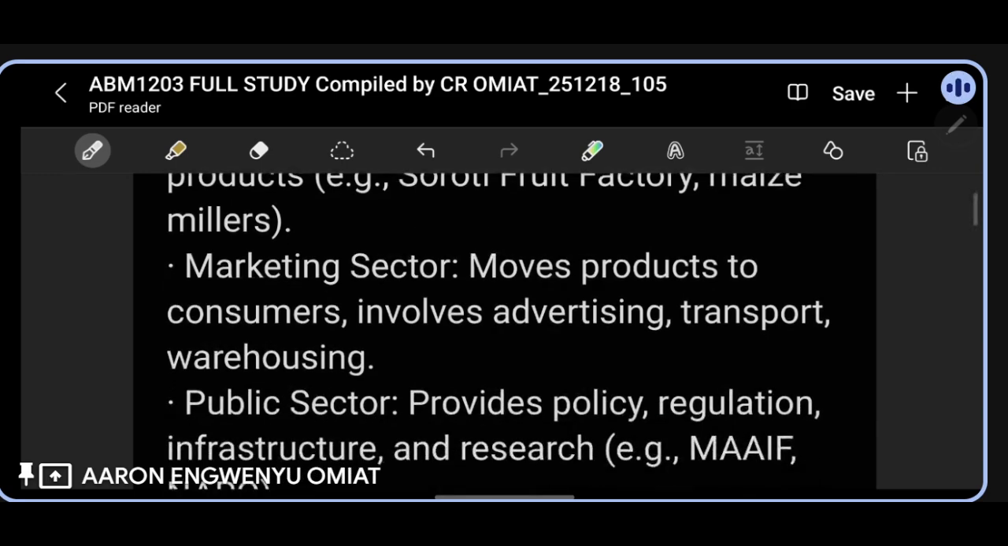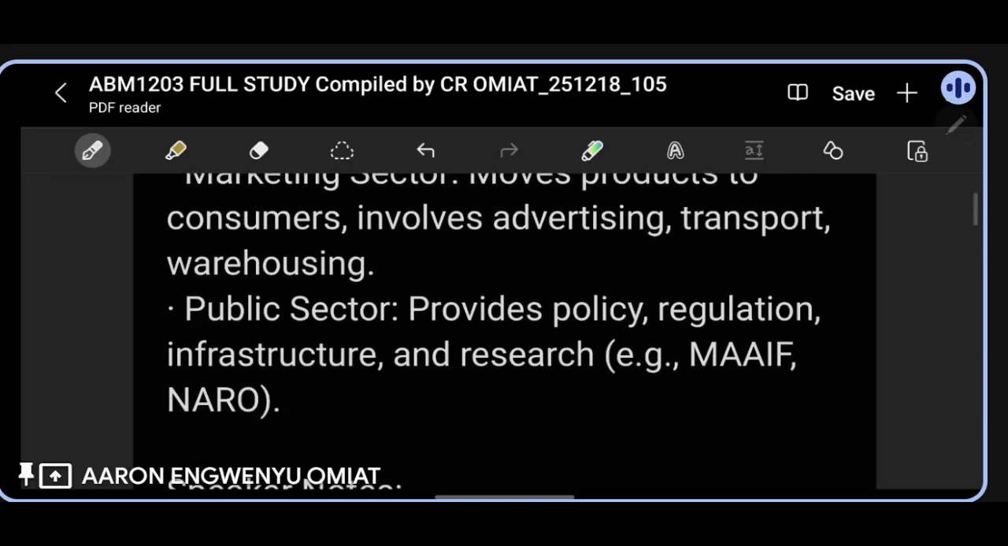And if we go ahead, we have the marketing sector, which moves products to consumers, involving advertising, transport, and warehousing. Marketing sector, the movement of products, the advertising of products, the warehousing, the displaying, all that is marketing. Marketing is not just advertising. Advertising is just a small part of marketing.